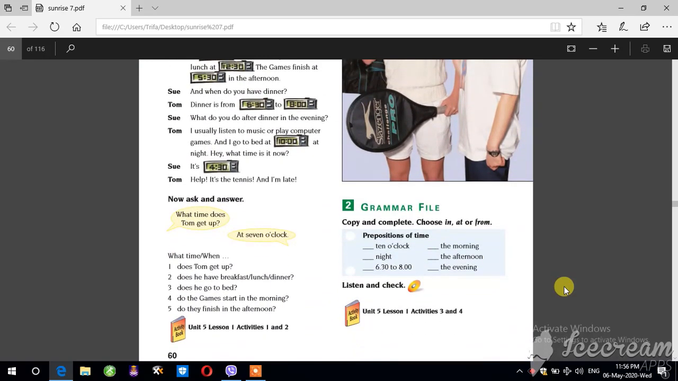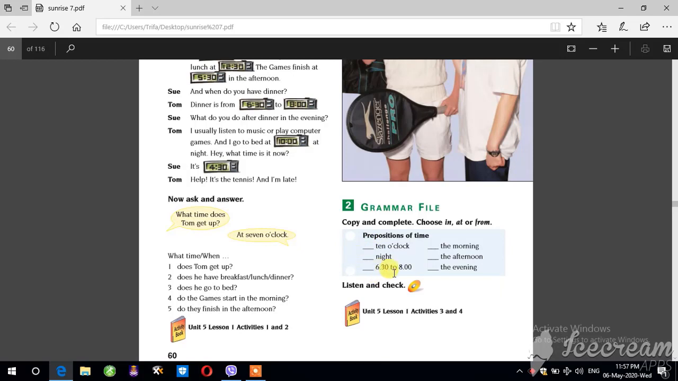So now we have to look at point 2, grammar file. Look at prepositions of time: at, in, from. We have o'clock here. If we have 1 o'clock, 2 o'clock, 3 o'clock, 5 o'clock, 6 o'clock, 12 o'clock, we have to write at before the time, the o'clock. And we have the word night. We have to use at with the word night. Look at 10 o'clock and at night.